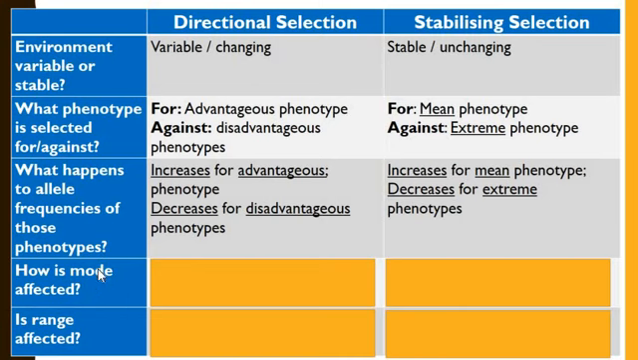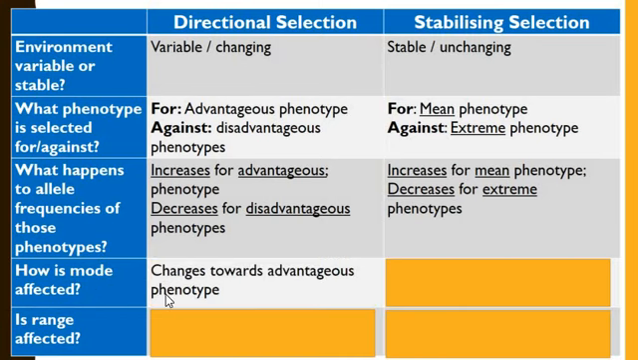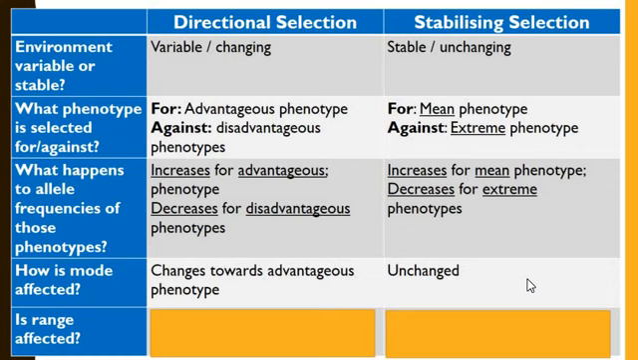How is the mode affected? Now, if you remember, mode is the most common number. Here, the mode changes towards the advantageous phenotype. So if you remember your graph, the whole curve shifted. So the most common, the top of the curve, shifted one way, whereas here, the mode does not change because we're only reducing the extremes. We're only reducing the sides of the graph.